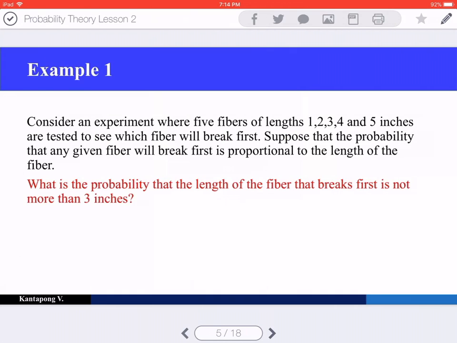So let's move to the first example. Consider an experiment where 5 fibers of length 1, 2, 3, 4, and 5 inches are tested to see which fiber will break first. Suppose that the probability that any given fiber will break first is proportional to the length of the fiber. So, what is the probability that the length of the fiber that breaks first is not more than 3 inches? So let's think about it.